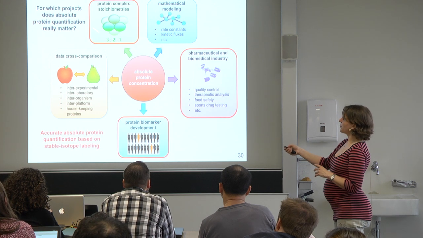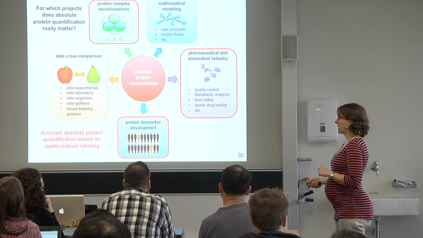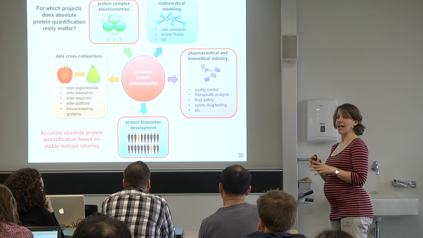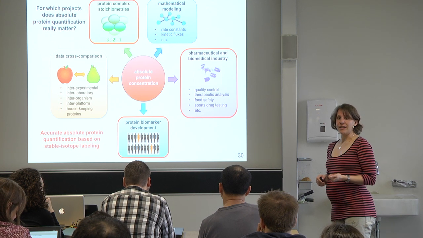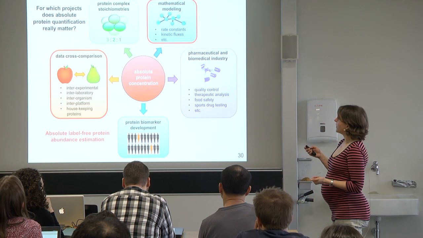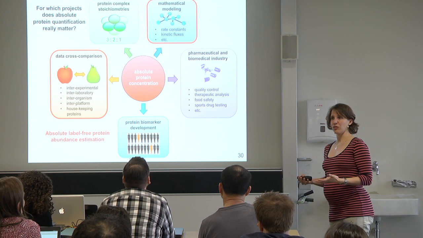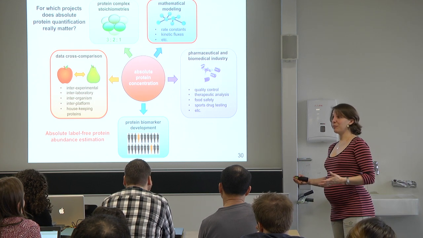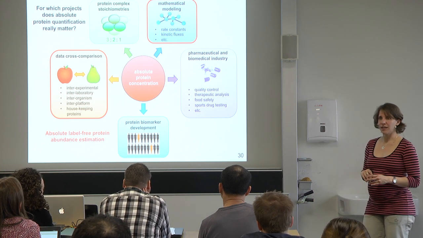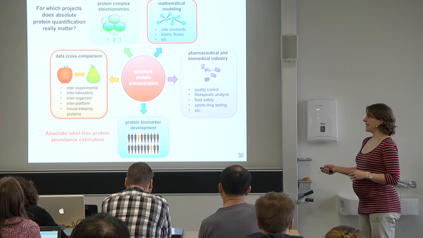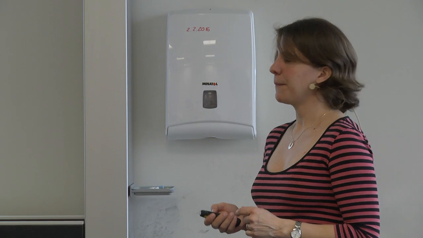So for example, when you're interested in determining protein complex stoichiometry, when you work in the pharmaceutical or clinical field, often high precision and high accuracy are super important. Then you should use these stable isotope labeling approaches. While in the field of mathematical modeling or large-scale data cross-comparison, it can become very important to have absolute data from a lot of proteins. And maybe here it's more tolerated to live with this 2-fold error, and you can still make meaningful conclusions. And then absolute label-free can also be a very interesting approach for you to consider.